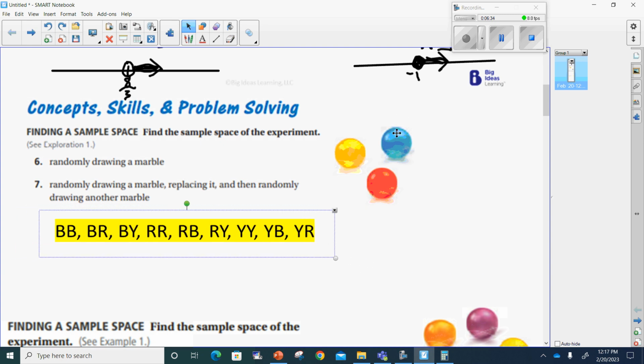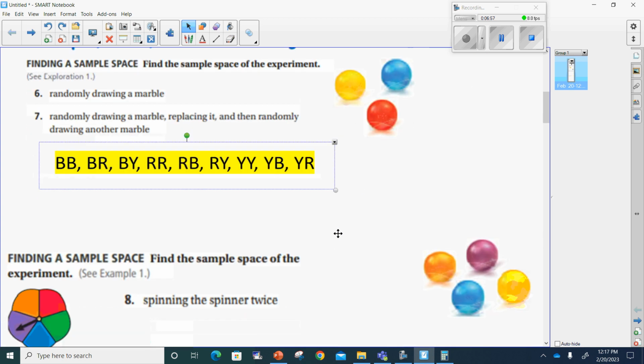You're going to have, I could draw a blue one, and if I put it back, get another blue one. I could get a blue one, put it back and get a red one, draw a blue one and get a yellow one. I could draw a red one and then put it back and get a red one, then a blue one, and a red one, then a yellow one. Or I can get a yellow one, put it back and draw the same yellow one, or get a yellow one and then a blue one, and then a yellow one and a red one. That would be my sample space.